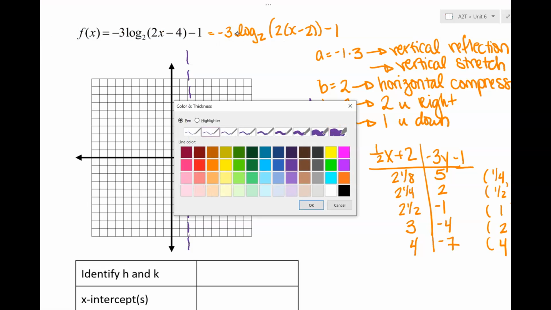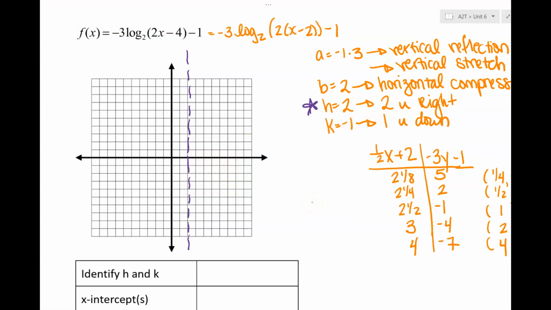And let's go ahead and graph. Again, please do the best of your ability. So 2 and 1/8, 5. 1, 2, 3, 4, 5. 2 1/4, 2. 2 1/2, -1. 3, -4. 1, 2, 3, 4. And then 4, 5, 6, 7. Yikes.